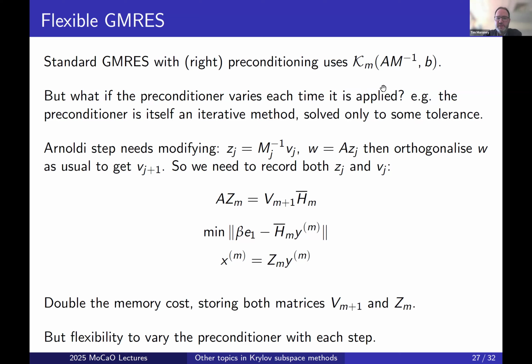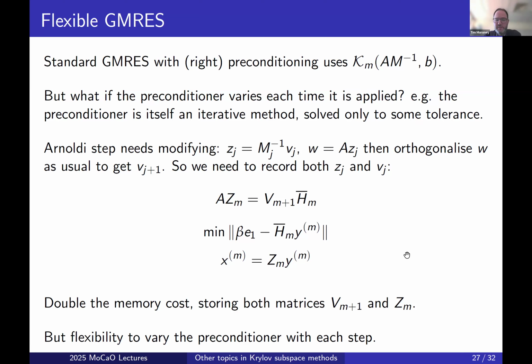There's no such M inverse, all right? Instead, you have to keep track of a second set of vectors. You've got to record the Zs, which is the M inverse V's. The M changed every time. And then the W, A times the Z, and then you orthogonalize the W. So after it all, you get two full matrices, right? You get a Z and a V. So you've just doubled your storage. Everything else flows through just fine. You solve more or less the same problem. And that gives you the flexibility now to vary the preconditioner with each step. Okay, so that's called flexible GMRES.